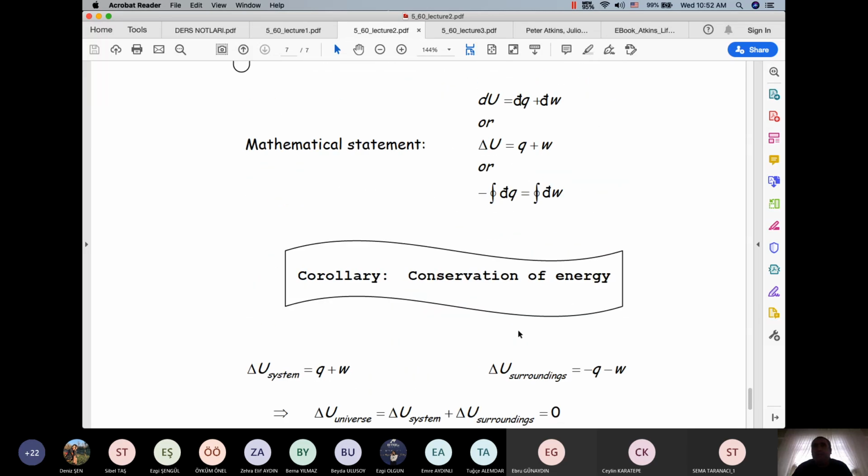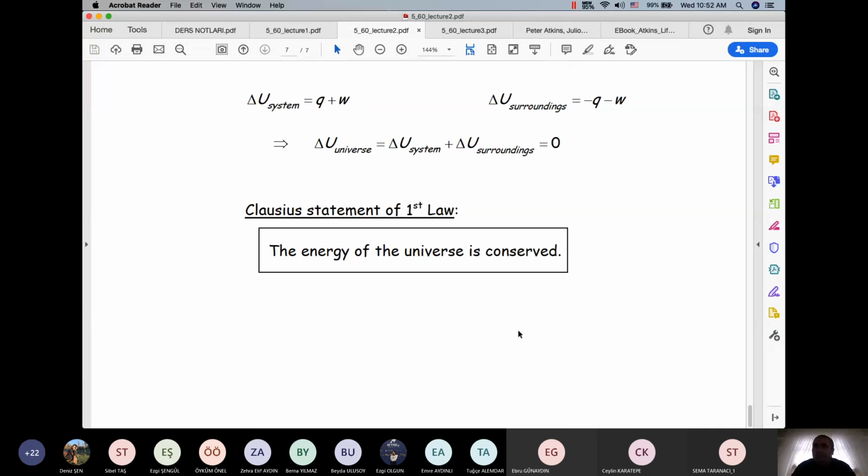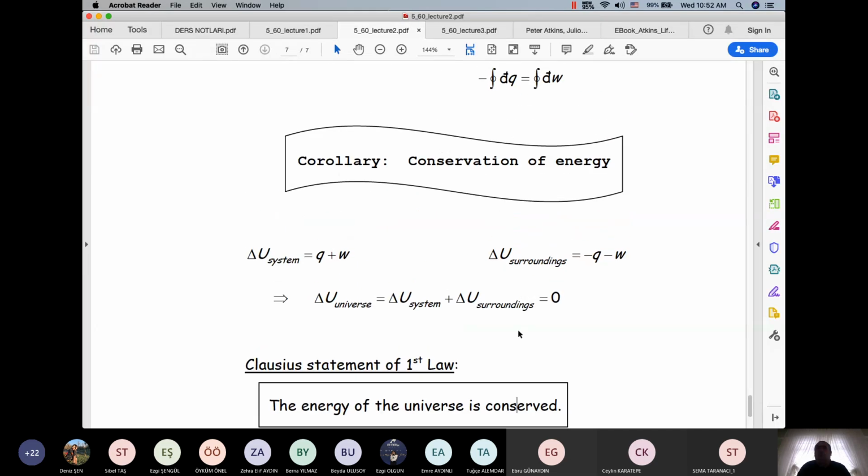You can also say that the energy of an isolated system is constant. So there are different definitions of the first law. You can isolate the system and say the energy is conserved. Or, instead of thinking about the system, let's imagine the universe. You cannot create or destroy any energy of the universe. The energy of the universe is constant.